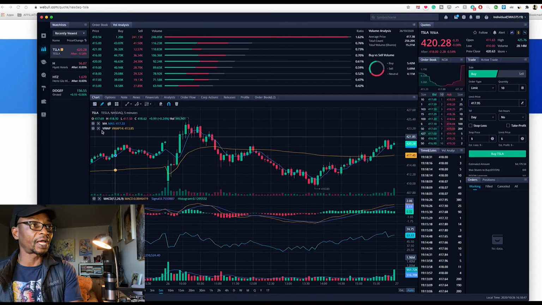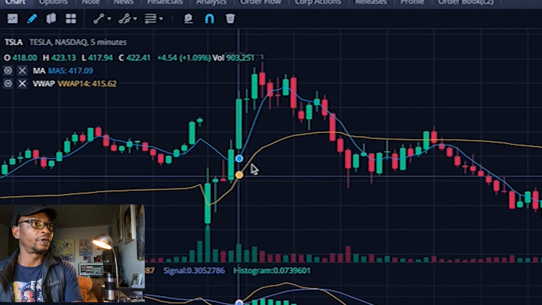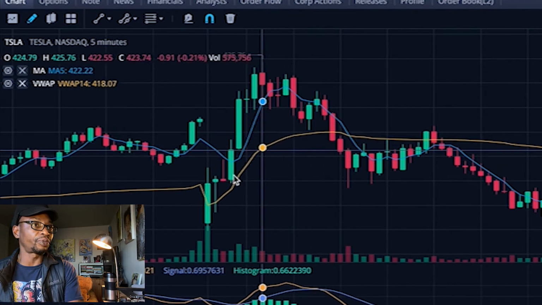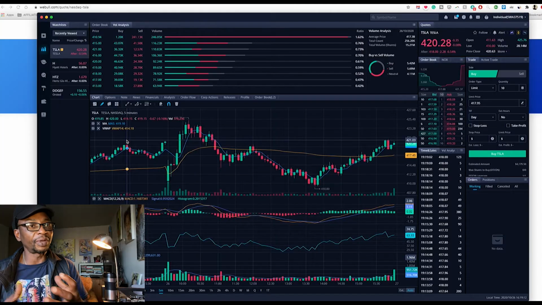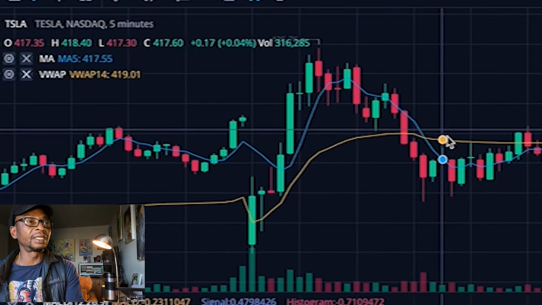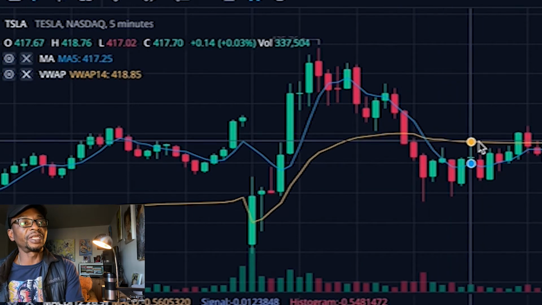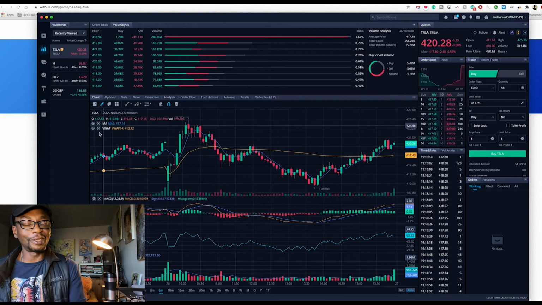This platform is totally customizable. For example, we've got this line right here that's called the volume weighted average price. Basically, it means that the price is based on the weight of the volume, how much trading is going on, and that therefore they come up with an average price for that particular day. As you can see, the line moves up and down, and traders like to trade above the VWAP line, or the volume weighted average price. But again, I won't go into that. Those are tools you can use.